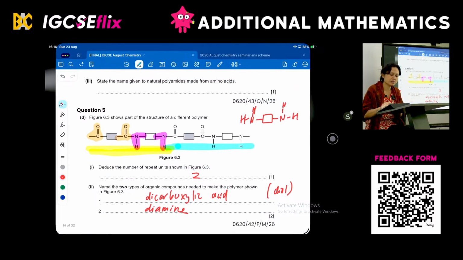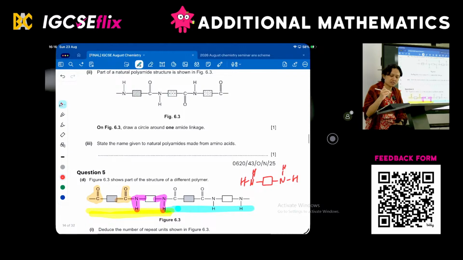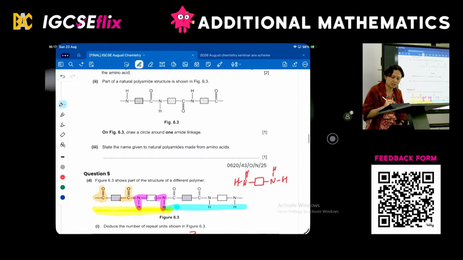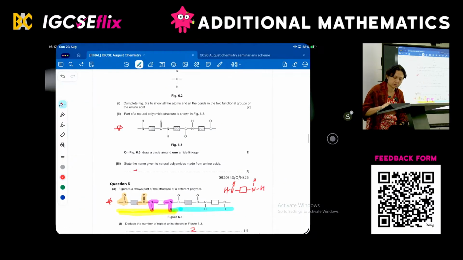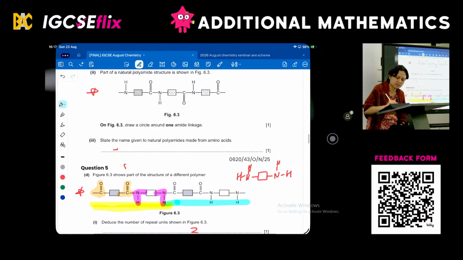Alright, so what's the difference between this one and this one? This one is synthetic. Okay, we finish this, then we're going to go do, what you call it? Paper 6, okay?